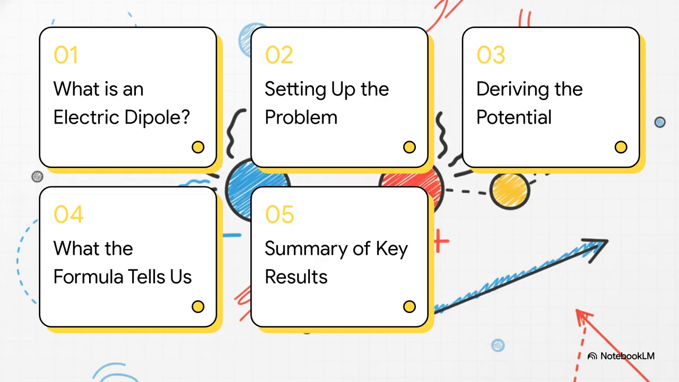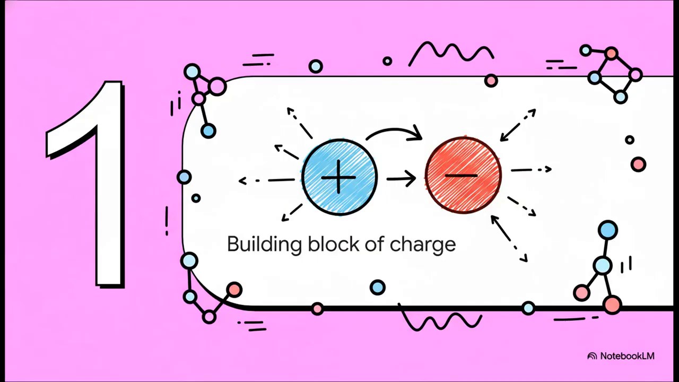Here's our game plan. First, we'll nail down exactly what an electric dipole is. Then, we'll get our hands dirty setting up the geometry of the problem. After that, we'll walk through the step-by-step derivation of the potential formula, the fun part. Then we'll explore what that formula is actually telling us about the real world. And finally, we'll wrap it all up with a summary of the key takeaways. All right, let's kick things off with Section 1.